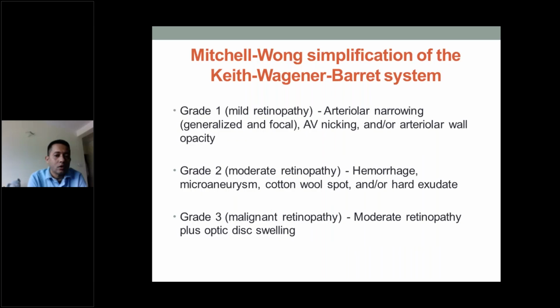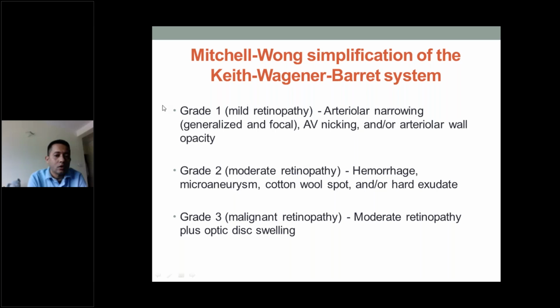There's also a newer classification, which is a modification of the Keith-Wagner-Barker classification, like the Mitchell-Wong classification, which is a simplification. The purpose of this classification is this: in grade 1 we are just talking about spasm of the vessels, whereas in grade 2 we are talking about AV nicking signs. These signs are not always so easy to analyze, and there may be interpersonal variation also.